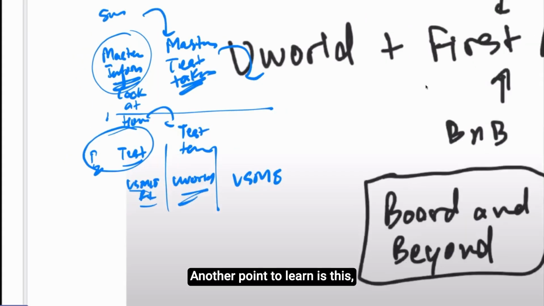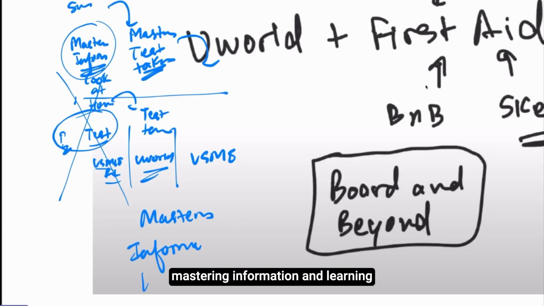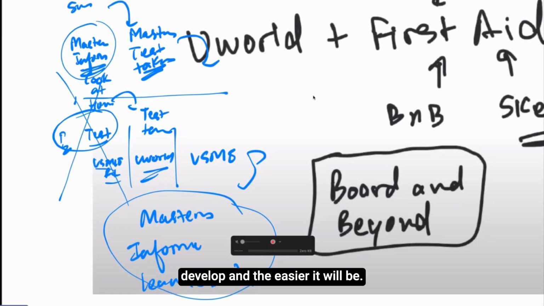Another point to learn is this. If I skip this stage, if I skip the USMLE RX stage, what is going to happen next? You're going to use this stage for mastering information and learning some test taking. Then you're going to go to USMLE prematurely without fully matured testing skills. The more testing skills you develop, the easier it will be.